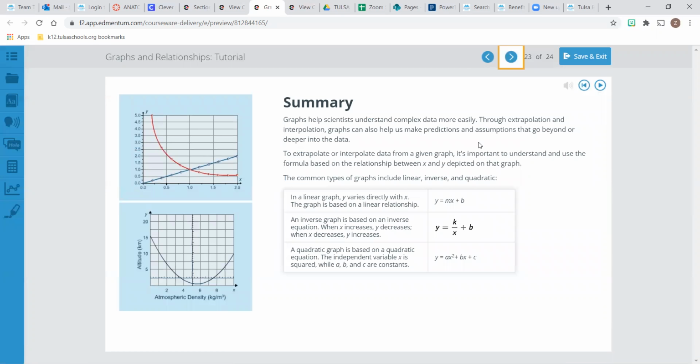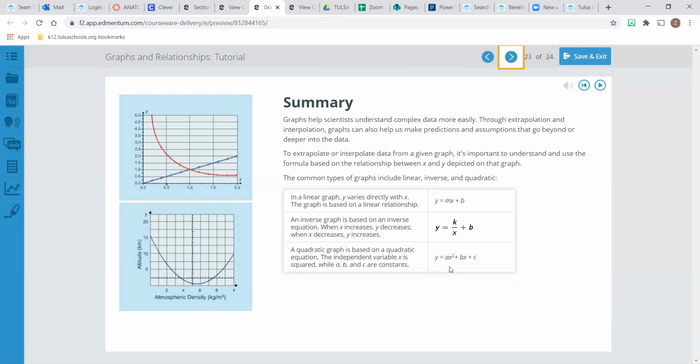And then we're given a summary. Graphs help scientists understand complex data. They can tell a story more easily and help people understand what's going on. This is the equation for a linear graph, a straight line, y equals slope times x plus b. An inverse graph is equal to k, constant, over x plus b. A quadratic graph, this parabola looking thing. So we have linear, inverse, and then parabola.